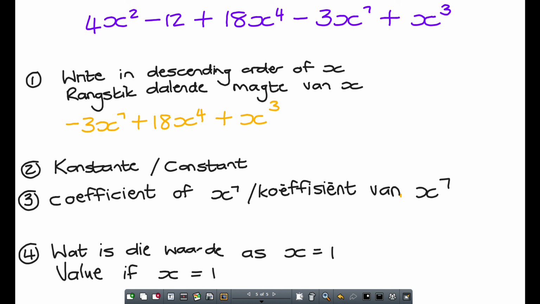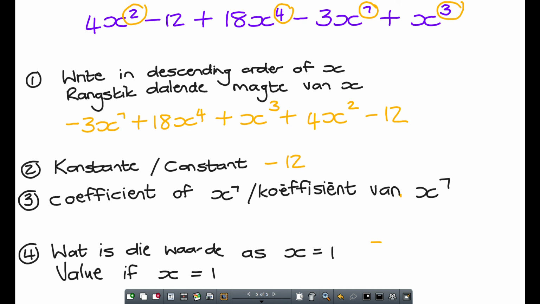Oh, ek sien nou wat jy gedoen het. Okay, dan, so ek het gehad tot die mag 7, tot die mag 4, tot die mag 3. And now to the power of 2. So then it's going to be 4x to the power of 2. And now jou laaste, my constante, my minus 12, want hy het geen mag. Okay, and that also answers question 2. The constant value, die constante waarde is minus 12.